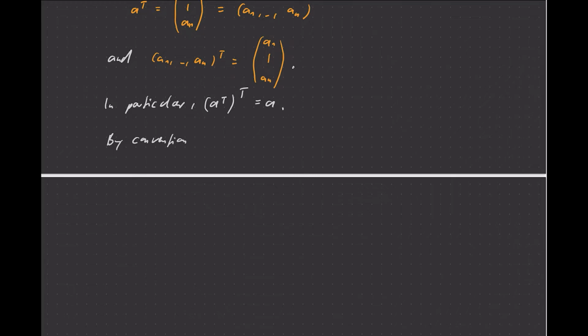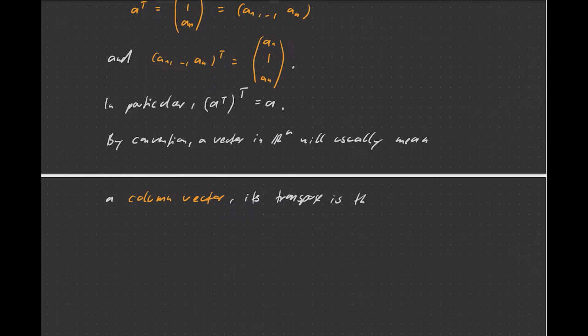So by convention, a vector in R to the N will usually mean a column vector, and its transpose is then a row vector.